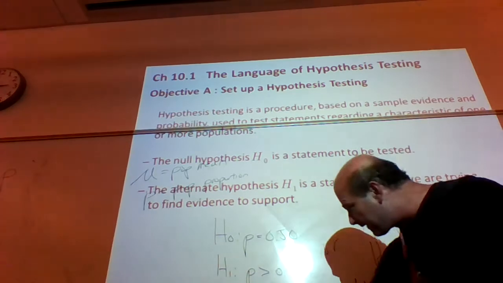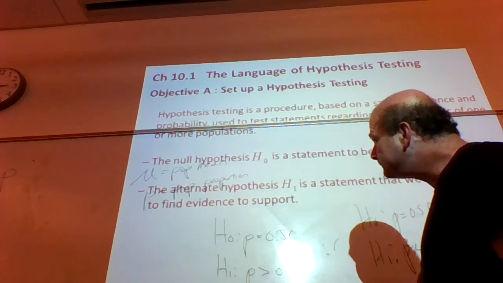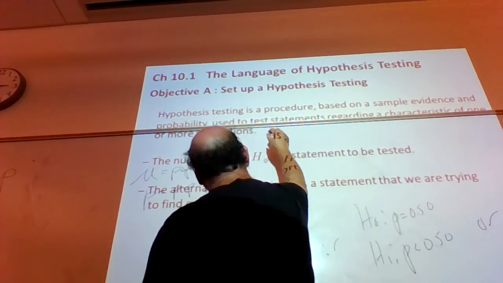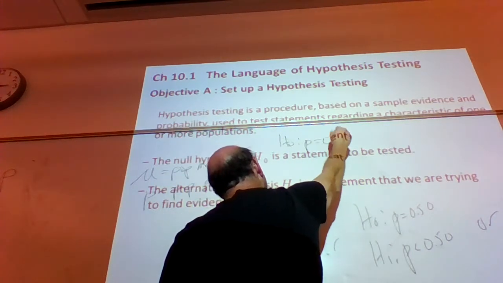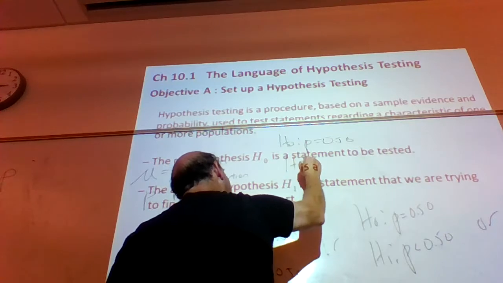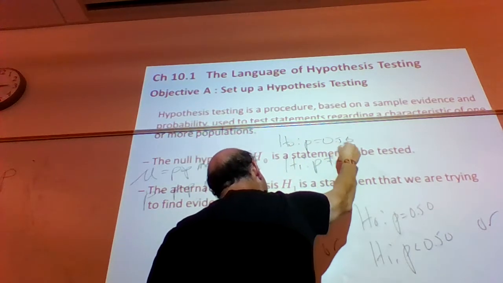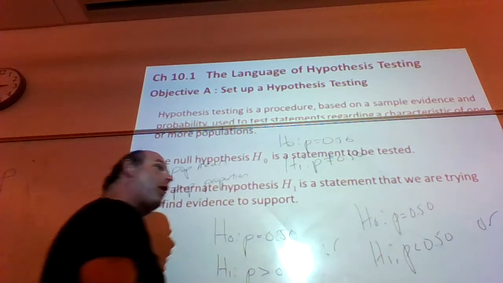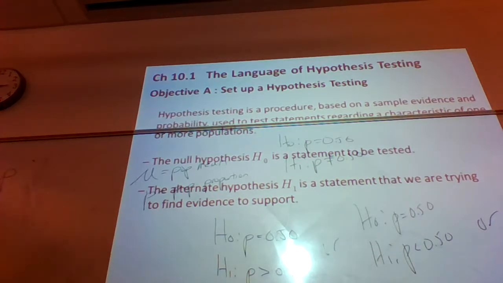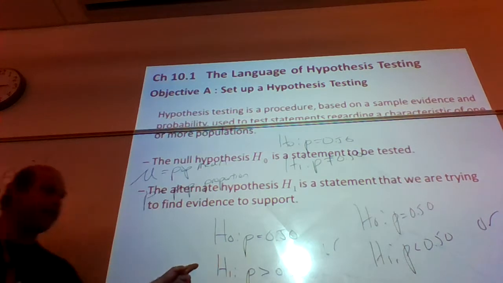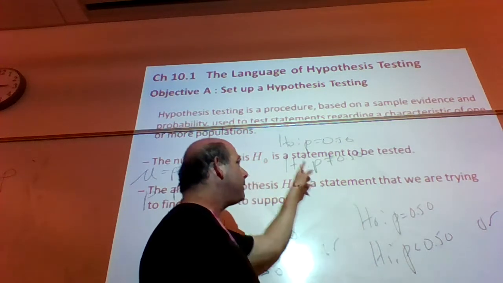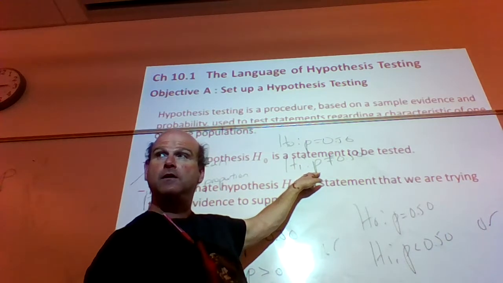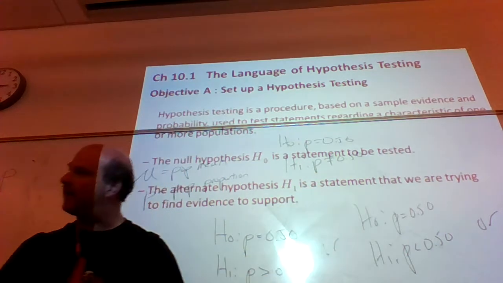I guess I gotta write it above. The third one is not equal to. That means it's just not 0.5. Does that make sense? So it can either be greater than, less than, or not equal to. Does that make sense?